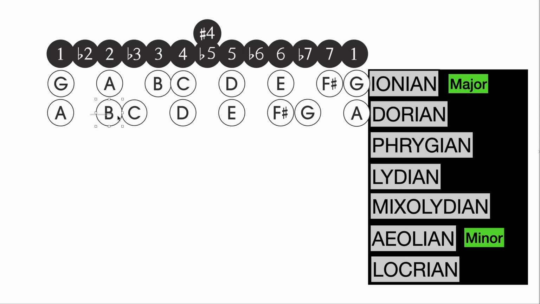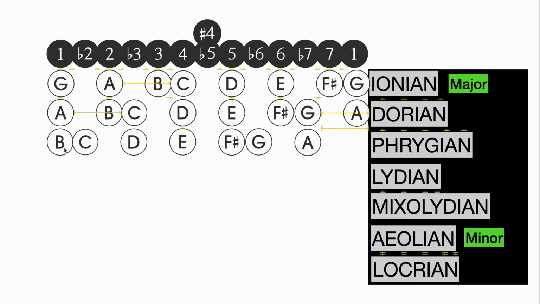So this process repeats. We go to the third mode. On the third mode, we see now we have this flatted second involved. The third mode is the Phrygian mode. And then it also has a flatted third, a 4, a 5, a flatted 6, a flatted 7. So now we have the Phrygian mode right here.